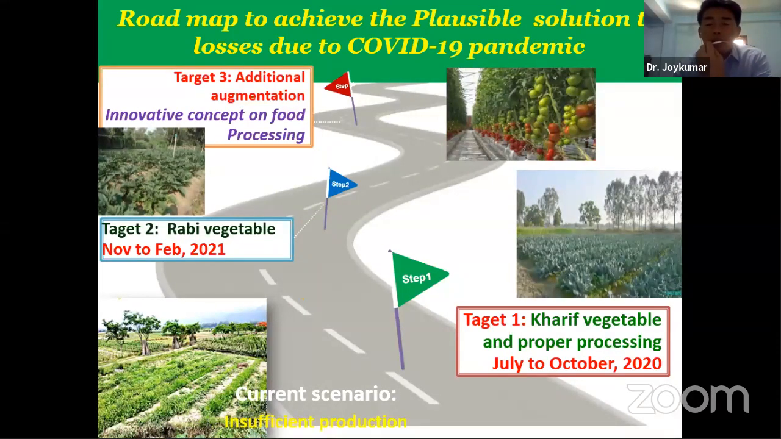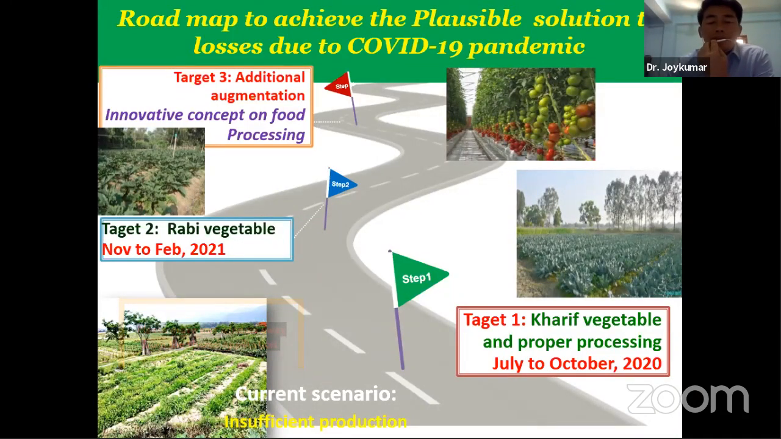This will be our first time. Because what we want is not very nutritious or valuable food. It is only to fill our stomach. So this amount of food is required at this point of time. For that, short-term crops, maybe kharif, vegetables, maybe other types of crops, and proper processing are required.